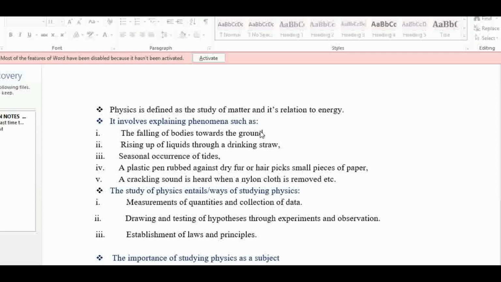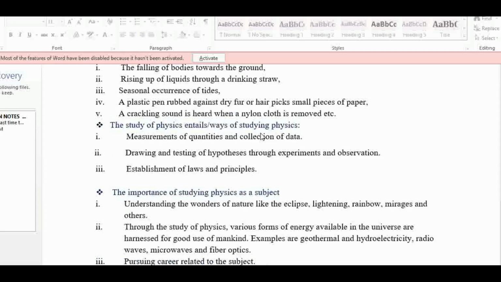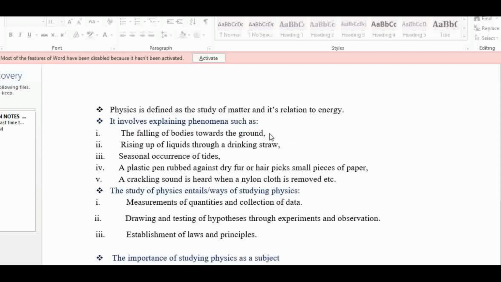And then it also involves explaining phenomena. There are so many phenomena that physics can explain, and some of these include the following. The first one is the falling of bodies towards the ground. We know that anytime we throw anything upwards, it's likely to come back down to the earth. As we all know, there is always a gravitational force of attraction that pulls objects towards the earth. So through the study of physics, we'll be able to understand why objects thrown upward normally fall down.